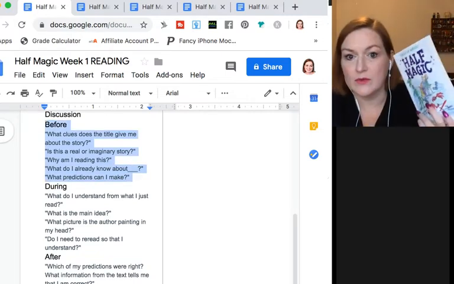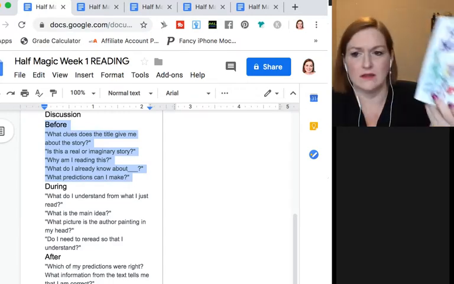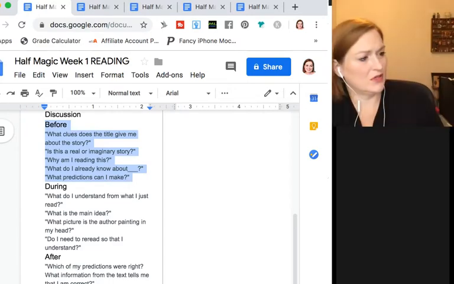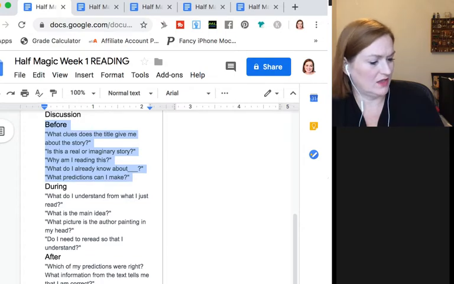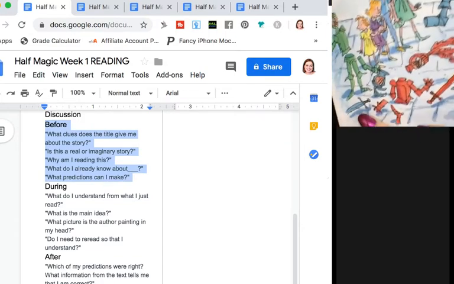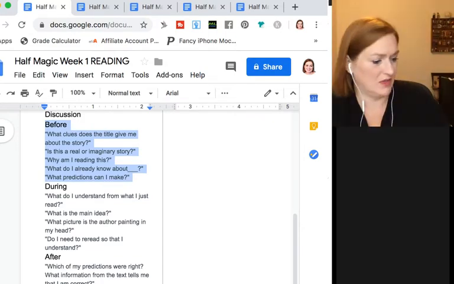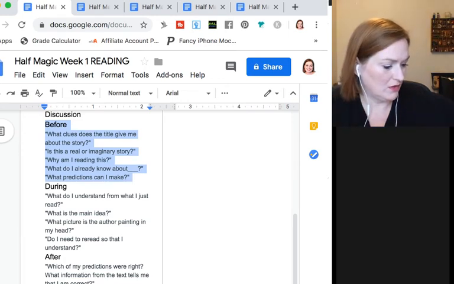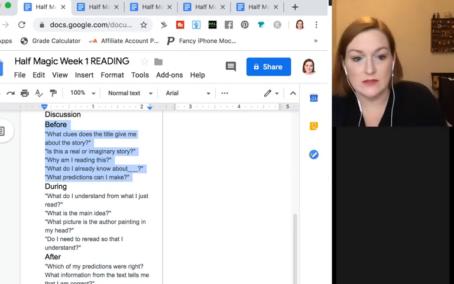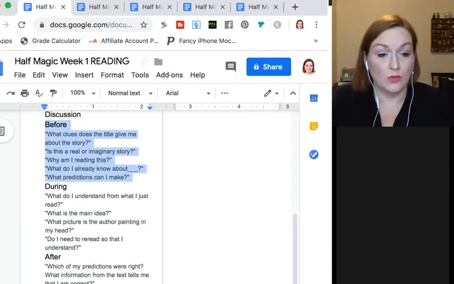So before we start reading this book, okay, guys, let's take a look at this. What do we think this book is going to be? Like, Tales of Magic, Half Magic, and then this knight in shining armor all broken in pieces. That's weird. What's up with that? And so we'll talk about what we notice. So each day we'll do that.